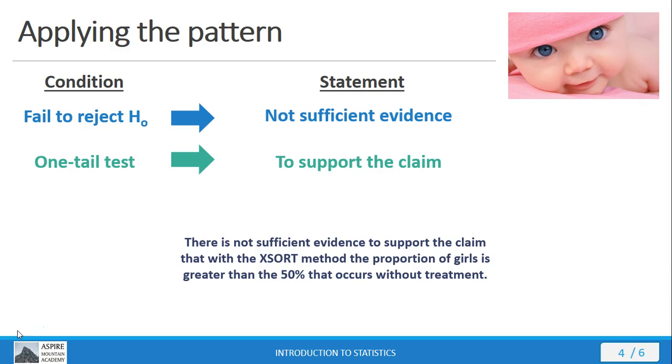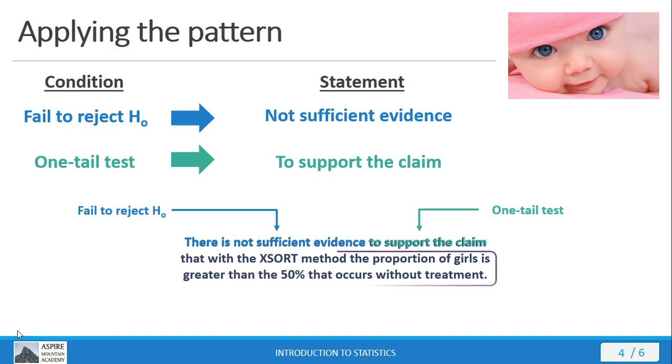So there's three pieces that we need to put together for our conclusionary statement. Okay? So notice how the first part comes from whether or not we reject the null hypothesis or fail to reject the null hypothesis. The second part comes from the type of test we're running, whether it's a one-tailed test or a two-tailed test. And then the final part is simply a restatement of the claim itself. These are the three pieces you want to put together, and you put them together in this order.